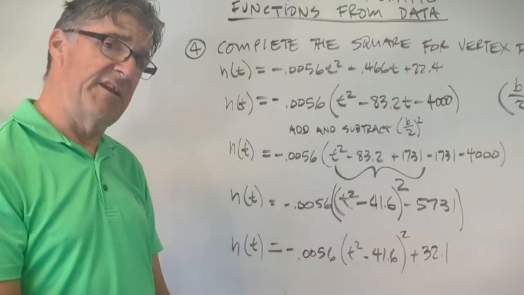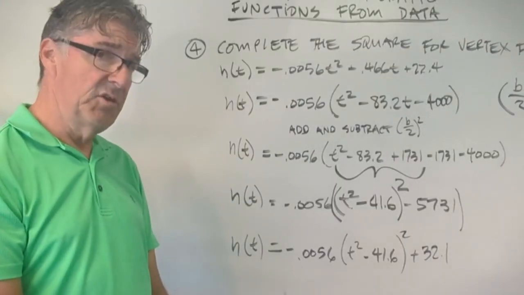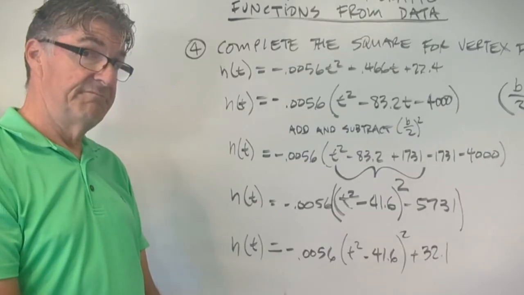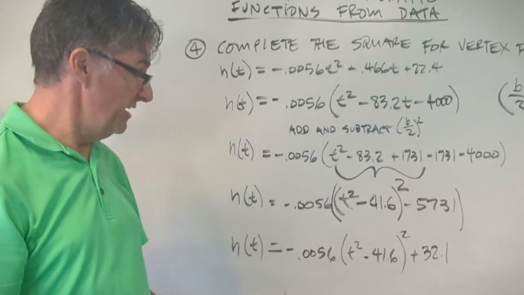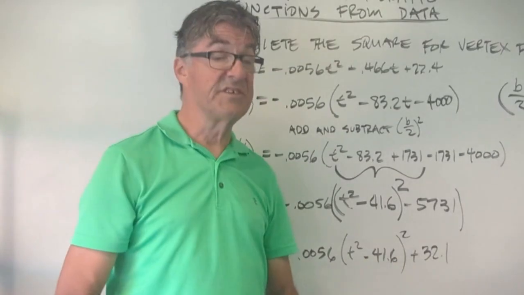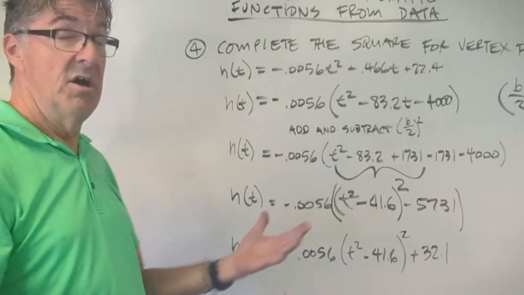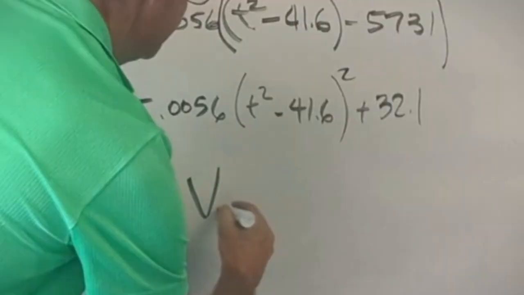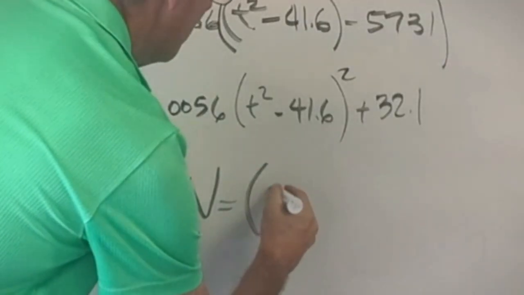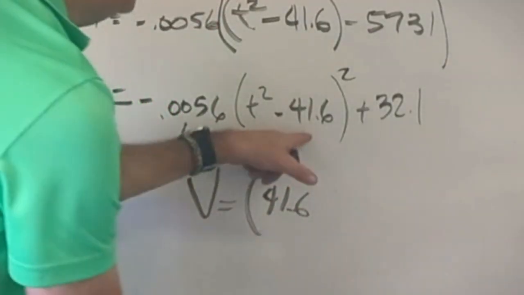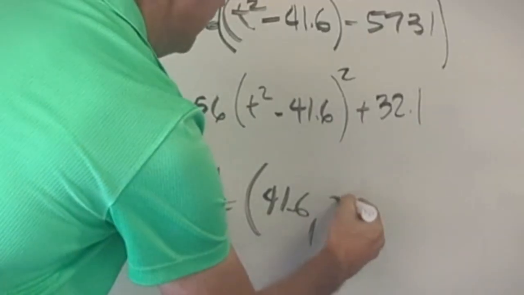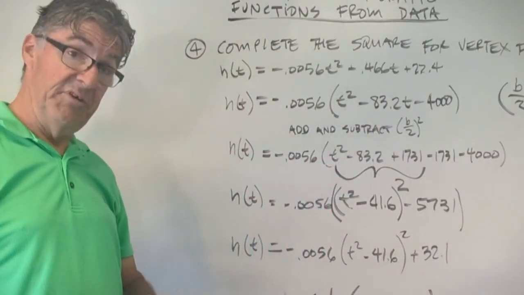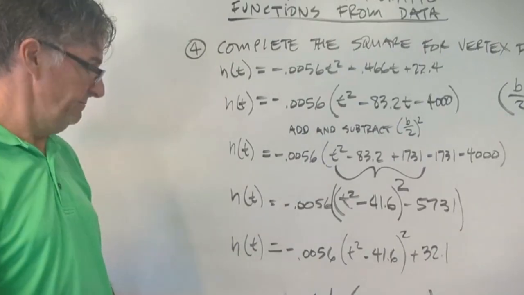Now pause the video for a minute and think about that result. Maybe look back over your notes. Tell me what you think. Okay, guess what? That's the same vertex we found before when we plugged things into the standard form equation. So our vertex is 41.6, change the sign of that one, and then 32.1. So, woohoo, pretty nice. We did a great job of that.